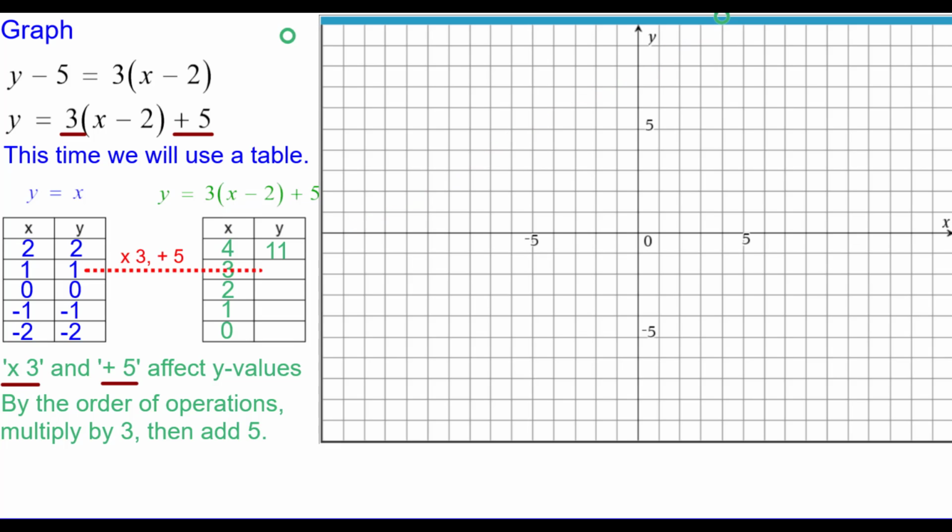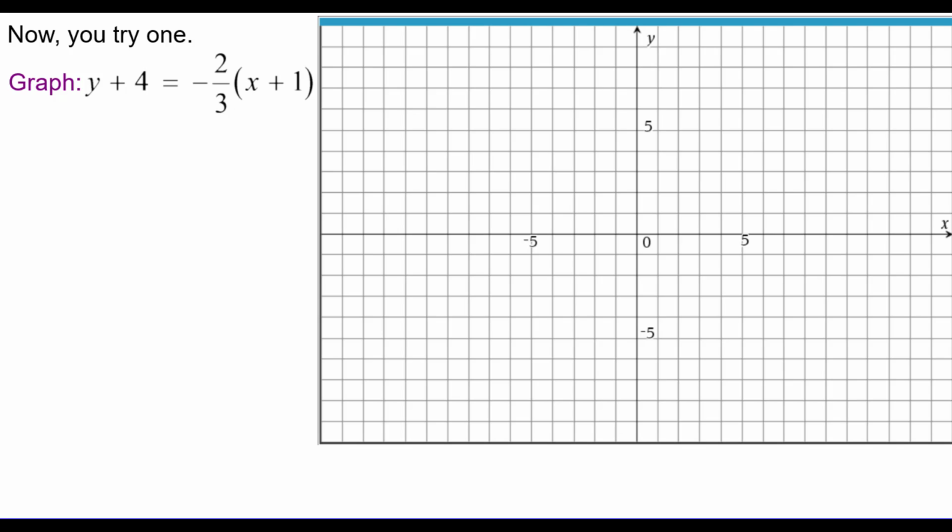Next, it'll be 1 times 3 plus 5, and that would be 8. And so now we'll plot the point 3, 8. 0 times 3 plus 5 is 5, so 2, 5, and so on. 3 times negative 1 plus 5 is negative 3 plus 5, which is 2, so 1, 2. And finally, negative 2 times 3 is negative 6, plus 5 is negative 1. So 0, negative 1. Draw the line, and again, this is the graph of either one of those two equations.